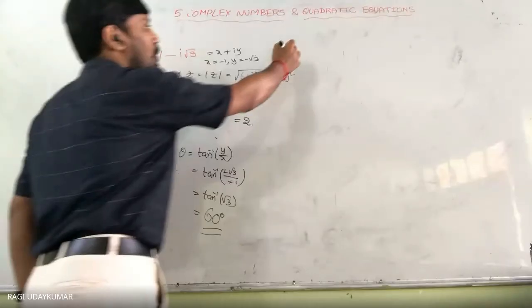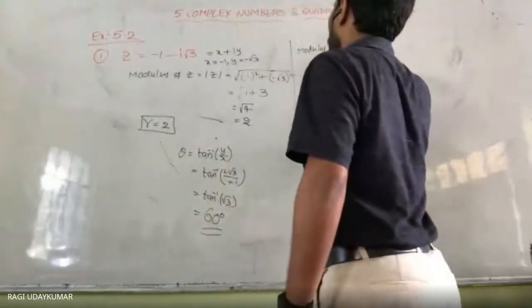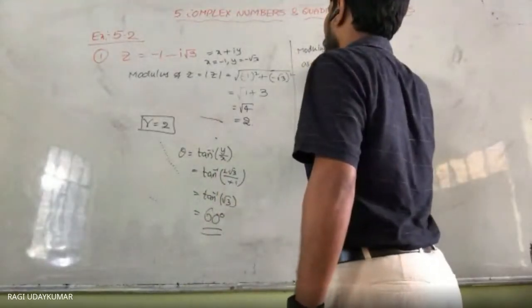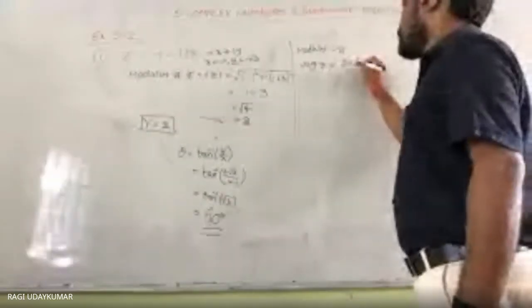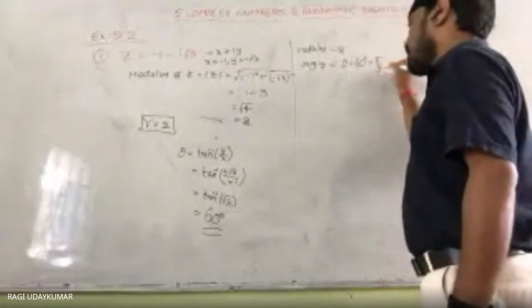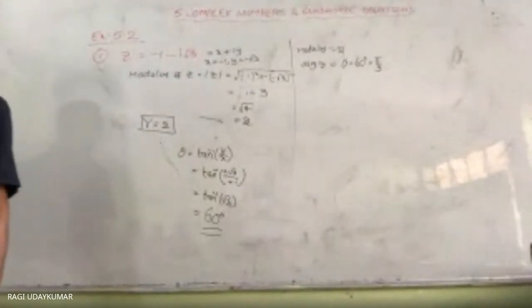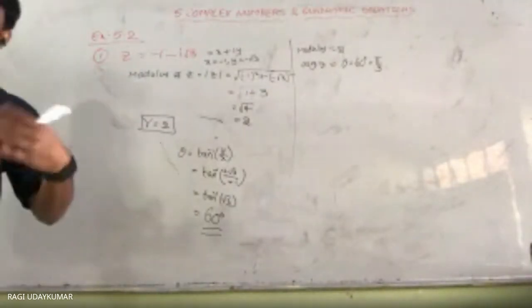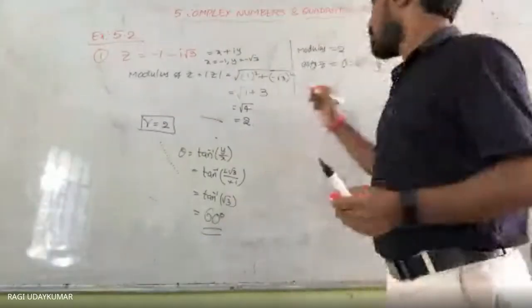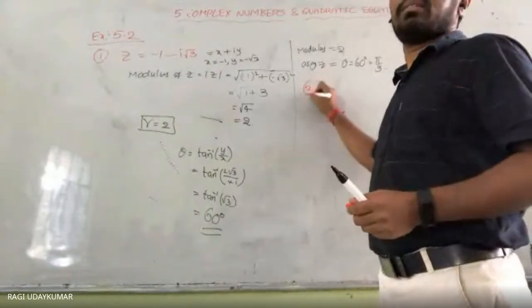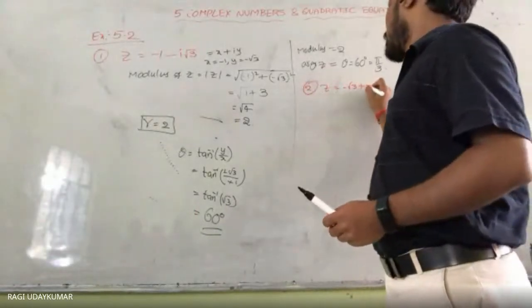So this is the argument. Therefore the modulus is equal to 2 and the argument of z is equal to theta, which is 60 degrees, or we can write it as pi by 3 radians. Like this you can convert. The second problem given to you is z is equal to minus root 3 plus i.